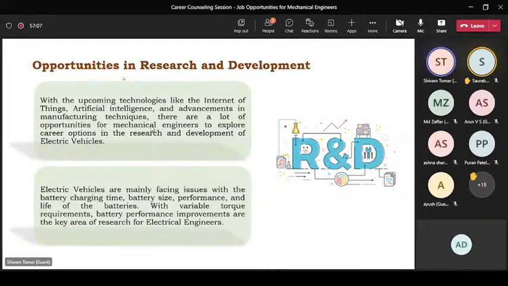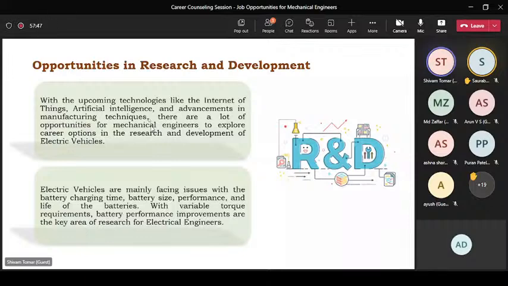With upcoming technologies like Internet of Things, artificial intelligence, and advancement in manufacturing techniques. Advancement in manufacturing techniques here refers to Industry 4.0, or we can say design optimization. Generative designing, not regenerative, which comes under 3D printing and 3D designing. There are a lot of opportunities for mechanical engineers to explore careers in the research and development of electric vehicles.